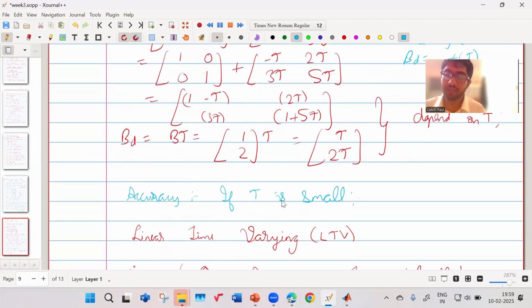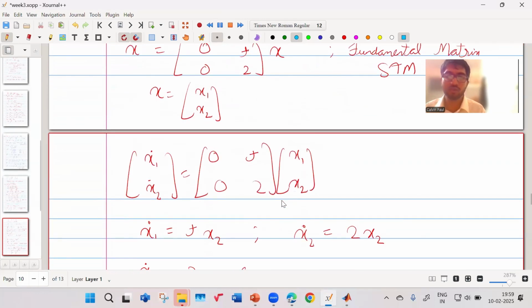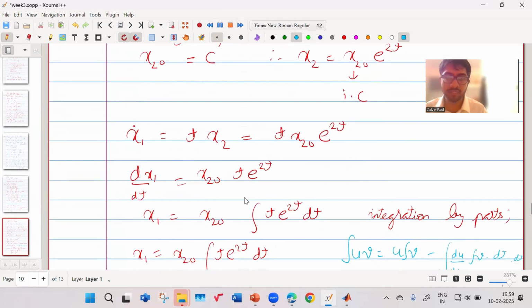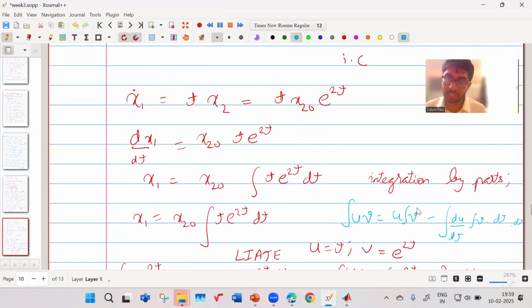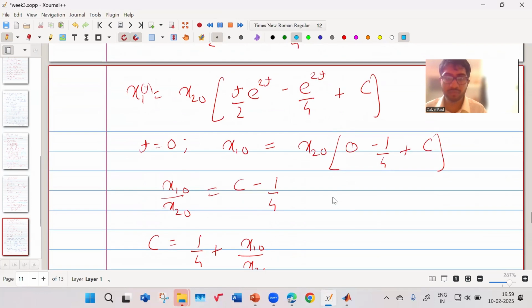Next, we consider the linear time varying system. Till now it was the linear time invariant system, whose properties are much simpler and easier to compute and find. But when we go to linear time varying systems, it becomes a bit complicated. So what was done: we had to find the solution of that, then do integration by parts, and then the integrated expression was found.